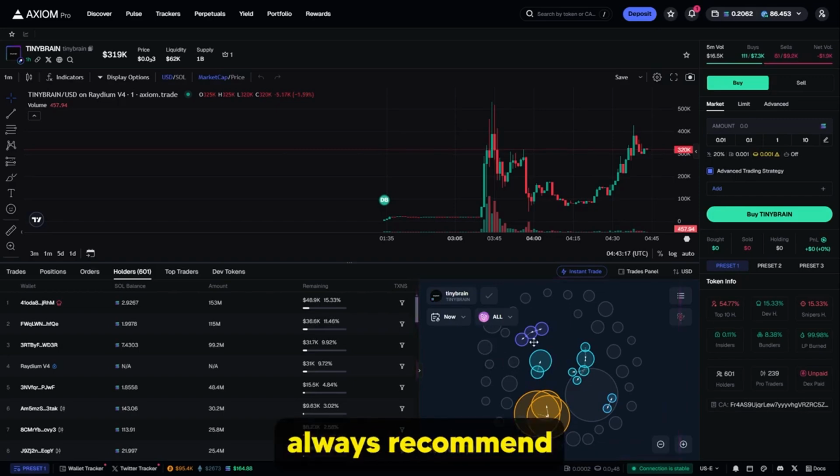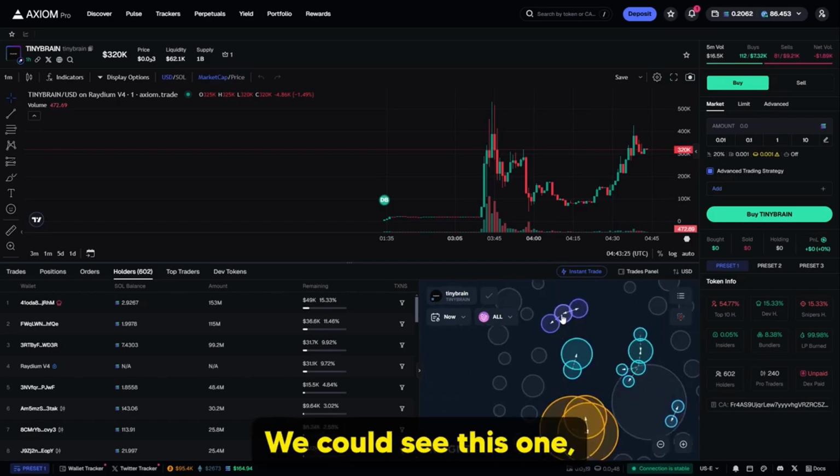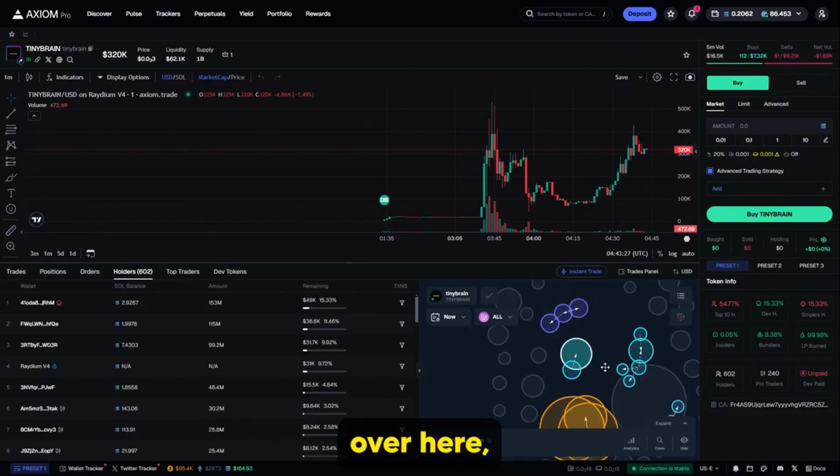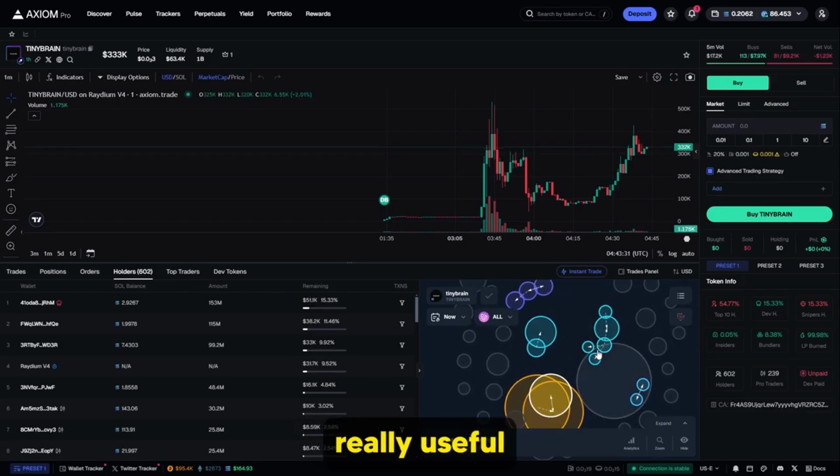Now, I don't know about this project. Of course, I would always recommend doing research, but we can see that on this bubble maps, there does seem to be quite a lot of wallets that do hold a decent amount. We can see there's one bundle over here, another bundle over here, and this is Insight X, which is really useful to visualize how the money is being put.